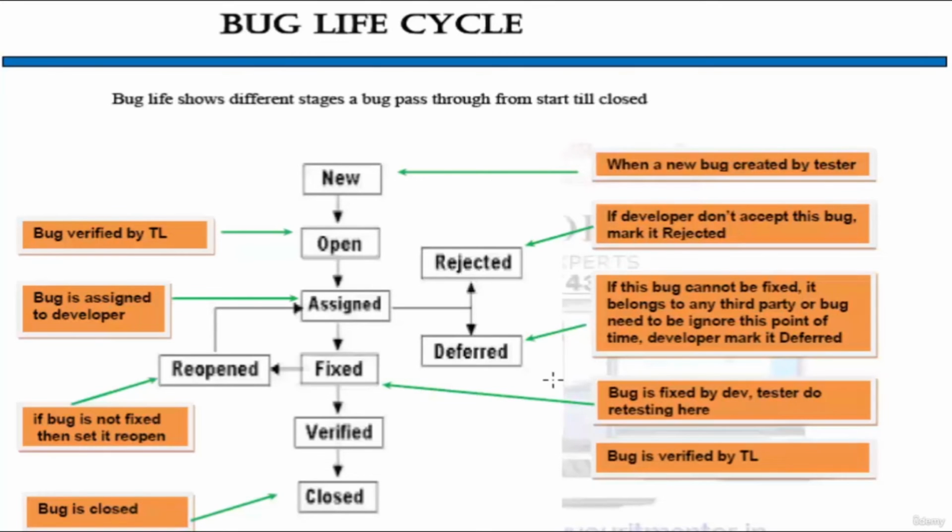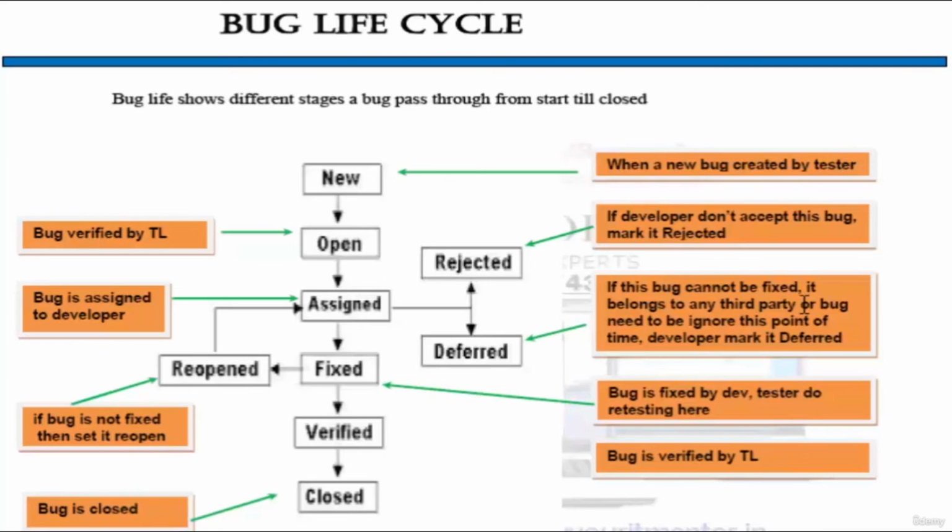Deferred means, yes, as a developer I'm accepting it's a bug, but for whatever the reason I'm not working on it as of now. I'm just deferring it for later. If this bug cannot be fixed as of now, the reason could be anything. Maybe it belongs to a third party tool. Third party tool means any tool which we are using in my application, another internal application which I'm using in my current application. That could be one reason.